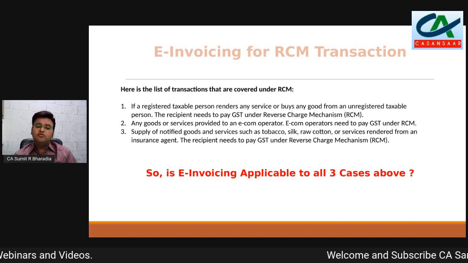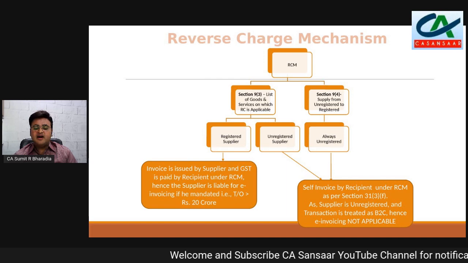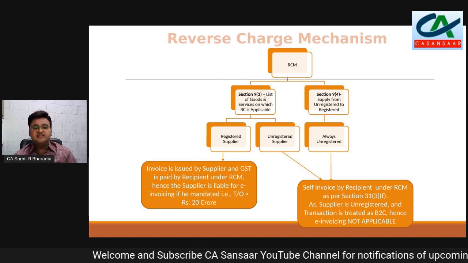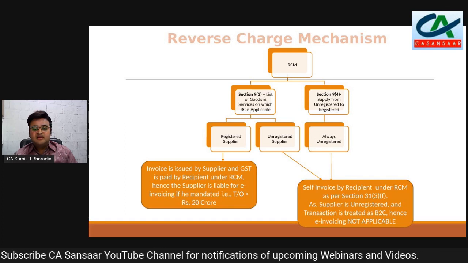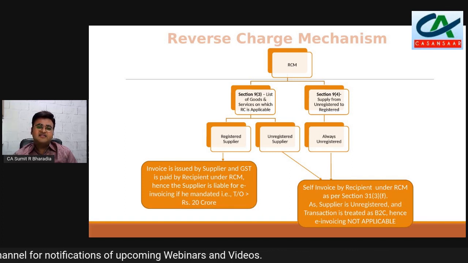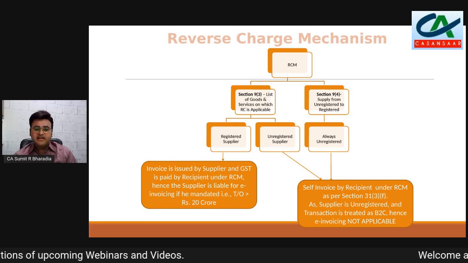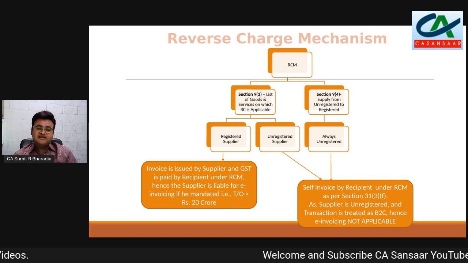So, in whom e-invoicing is applicable. Let's see by this chart. RCM is basically into two categories, 9(3) and 9(4). Section 9(4) is always for supply from an unregistered person. As the supplier is unregistered, it will be a B2C transaction, and hence, if B2C, no e-invoicing is applicable.